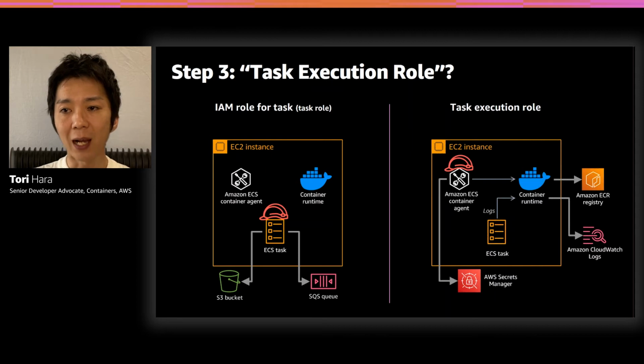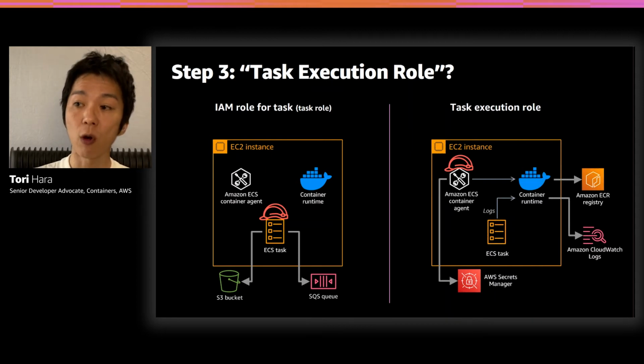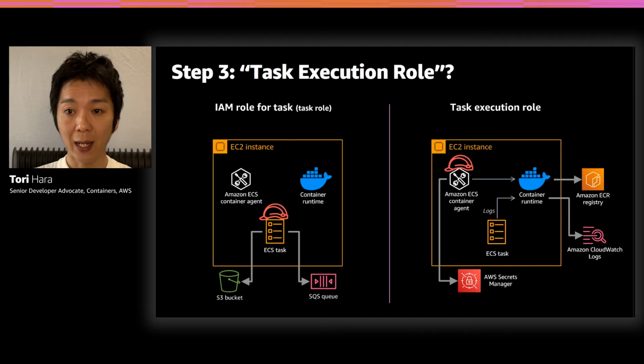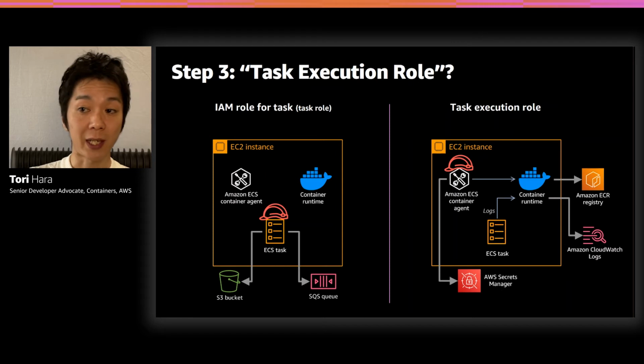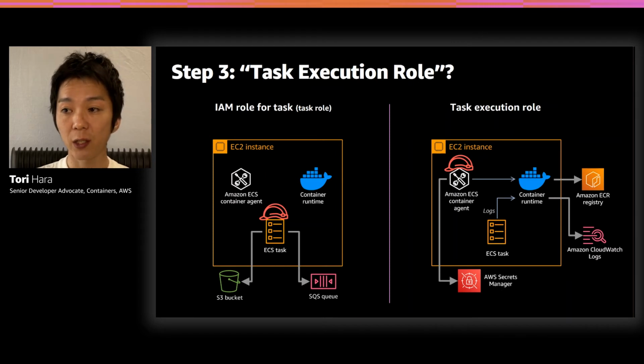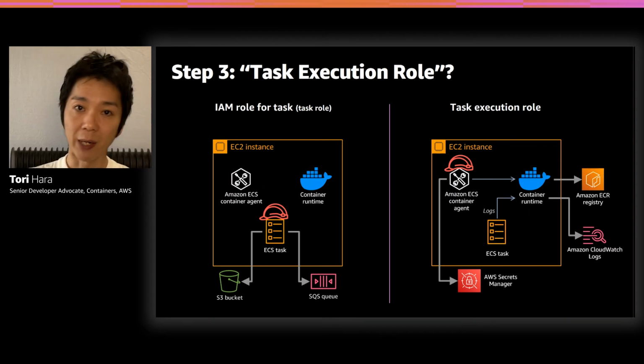It is to allow the ECS agent or the container runtime to make AWS API calls on your behalf. As described in the diagram, the ECS agent uses it to access Secrets Manager and lets the container runtime pull container images or send container logs. Make sense?